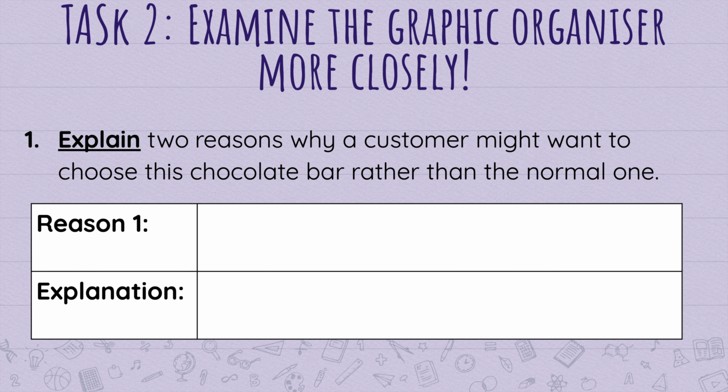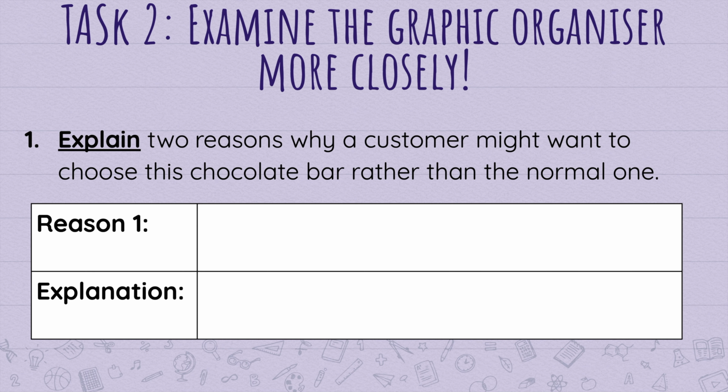Welcome back. So presumably you have done task number 1 now and you're hungry for task number 2. Well, here it is. What you're going to do is use the same document that you just examined to find the answers to those comprehension questions. You're going to look at it a little bit more closely for the next 2 questions. The first thing that you're going to be doing is explaining 2 reasons why a customer might want to choose this chocolate bar rather than the normal one.